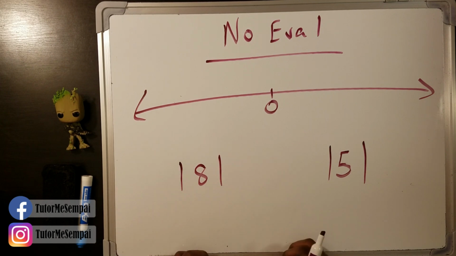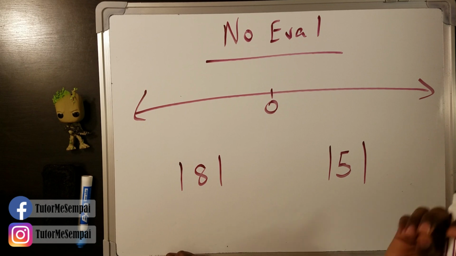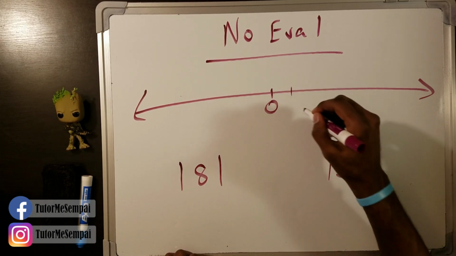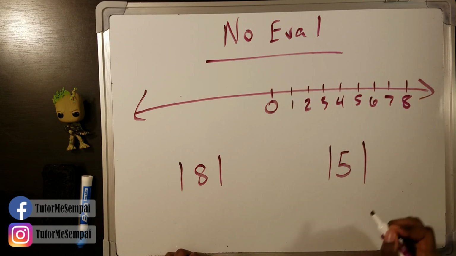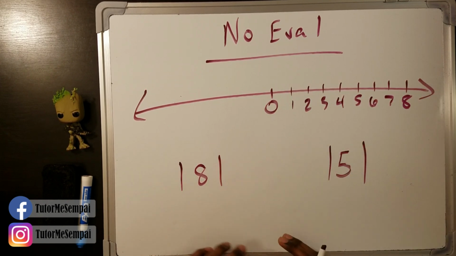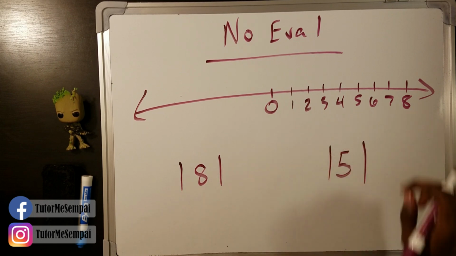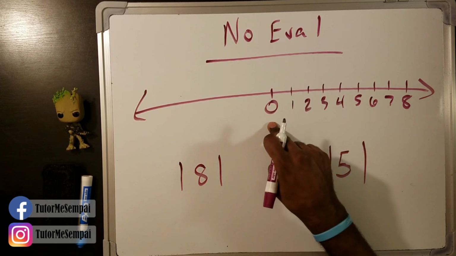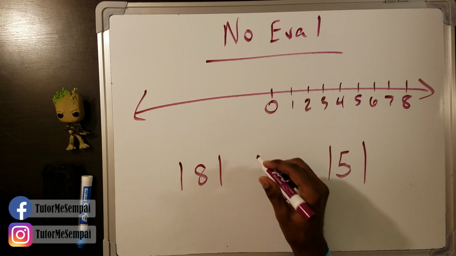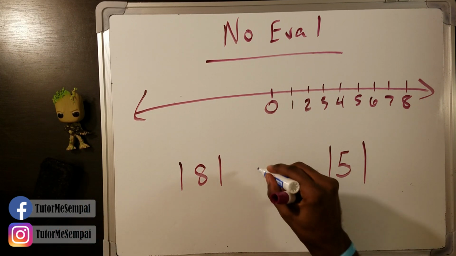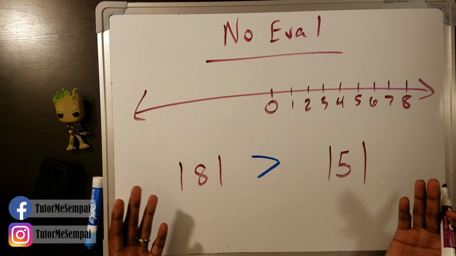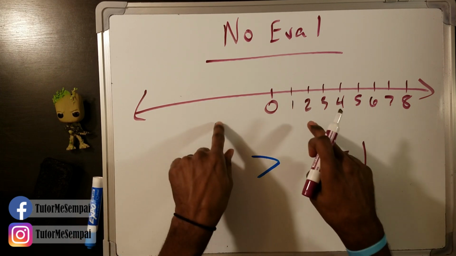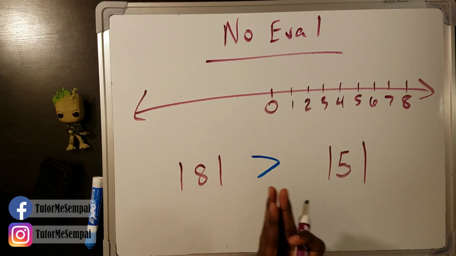Let's look at another example. Here we have the absolute value of 8 and the absolute value of 5. Let's figure out which one is further away from 0. Now, it might be pretty obvious, but we're going to put it on our number line anyway. Which one is further away from 0? Is it 8 or is it 5? Well, 8 is further away from 0, right? So that means the absolute value of 8 is going to be greater than the absolute value of 5. That's all you have to do. Just put your two numbers on the number line and figure out which one is further away from 0.